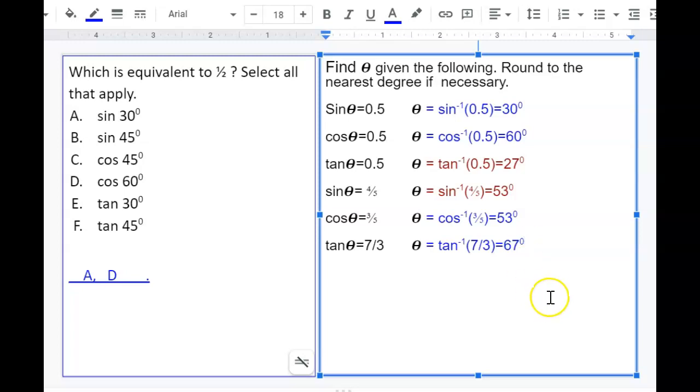All right, so that's how you find the angle if you are given the trig ratio. So again, just remember that if you know that sine theta equals 0.5, to get theta, you look for sine inverse, okay? Go ahead and pause the video at this point and take down your notes, and we'll look at the next example.